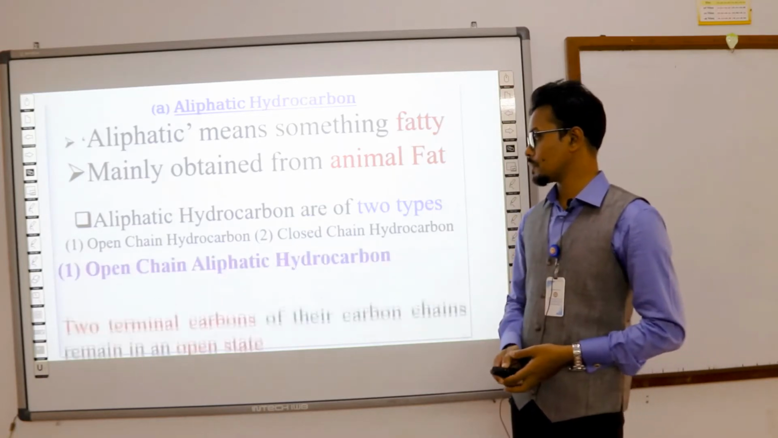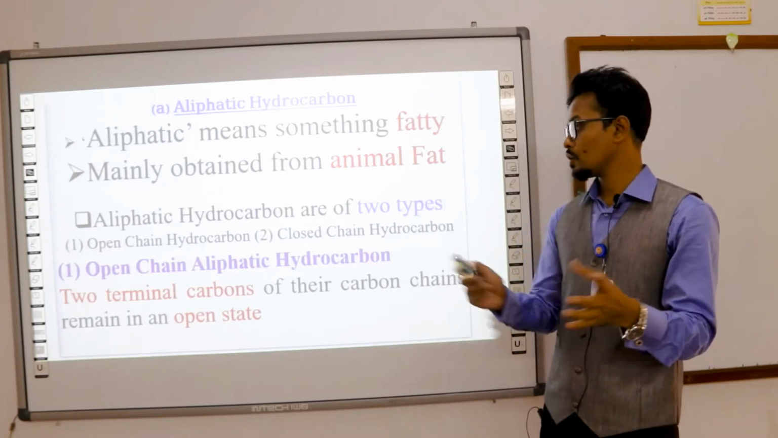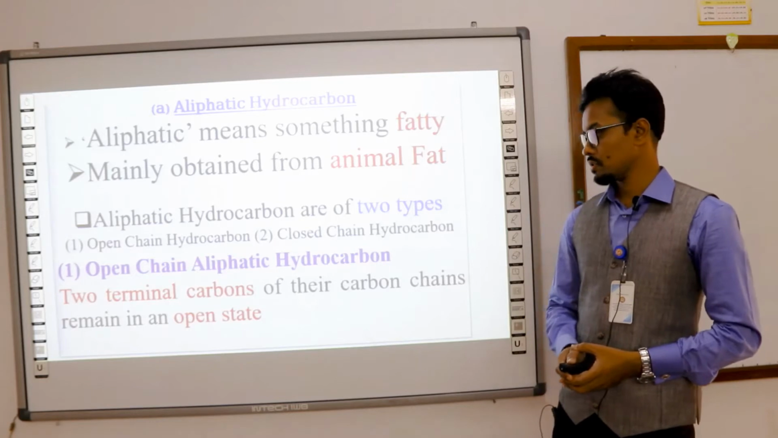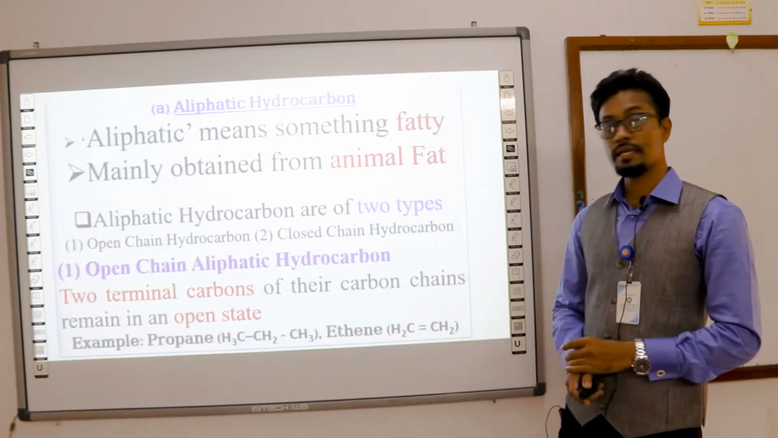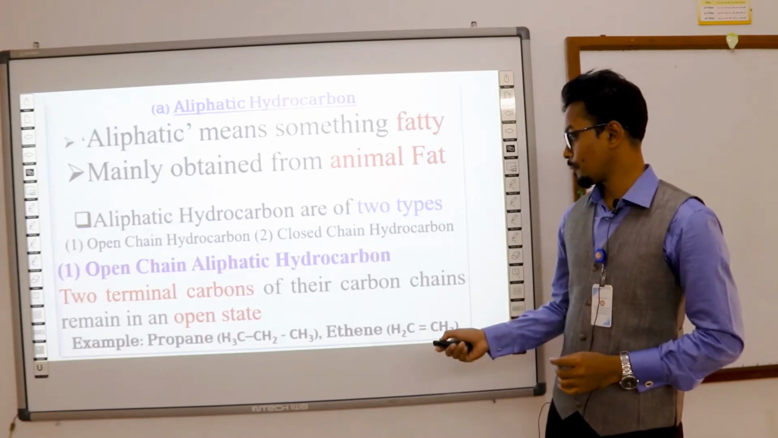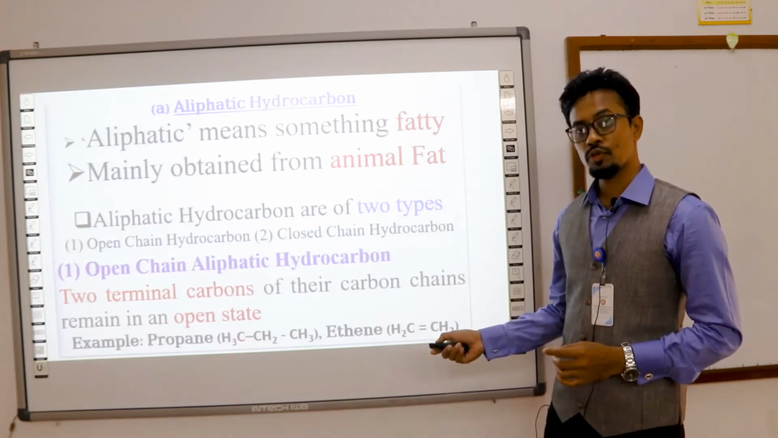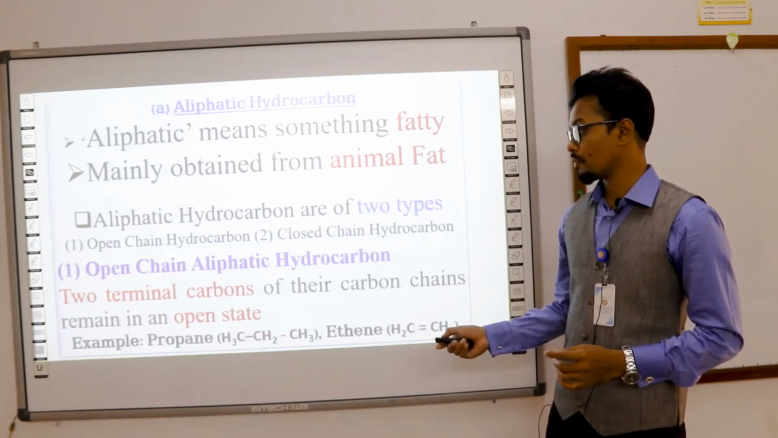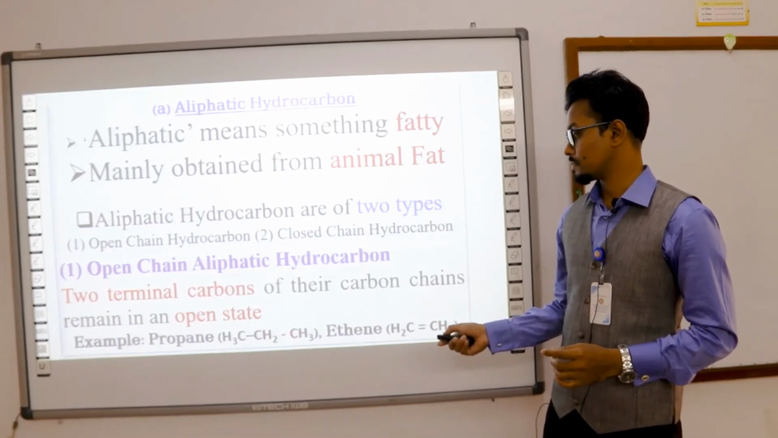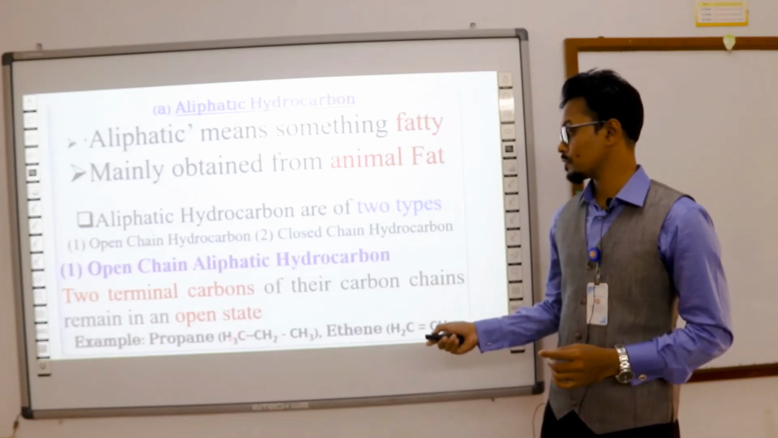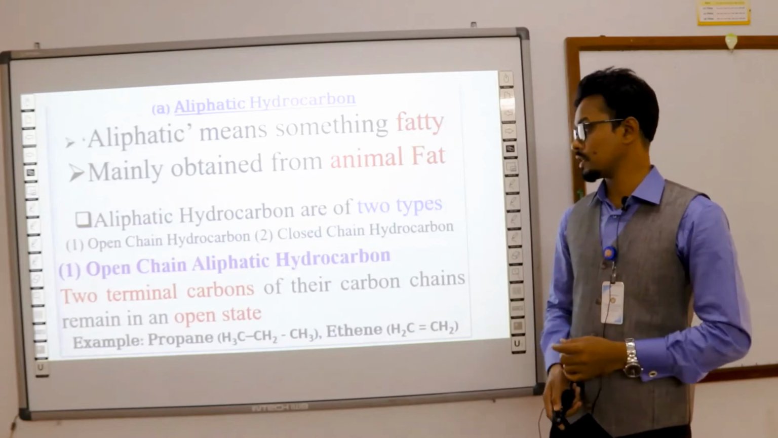In open chain aliphatic hydrocarbon, the two terminal carbons of the carbon chain are in open state. So it is called open chain hydrocarbon. Here propane, you can see three carbons in the carbon chain, but carbon 1 and carbon 3 remain in open state, while the second carbon is bonded with the other two carbons. Carbon first and carbon last are in open state, so it is called open chain aliphatic hydrocarbon.